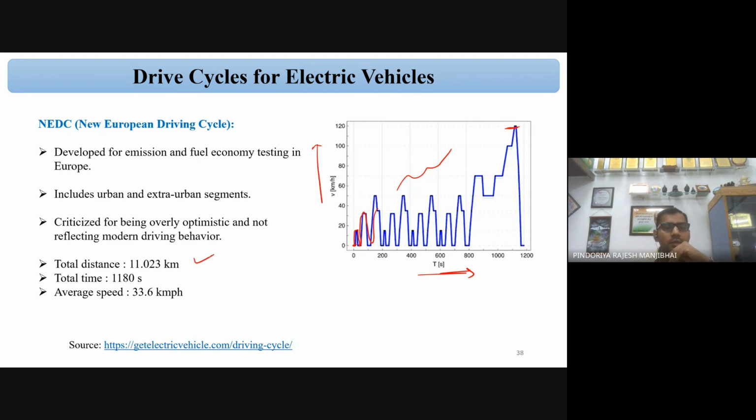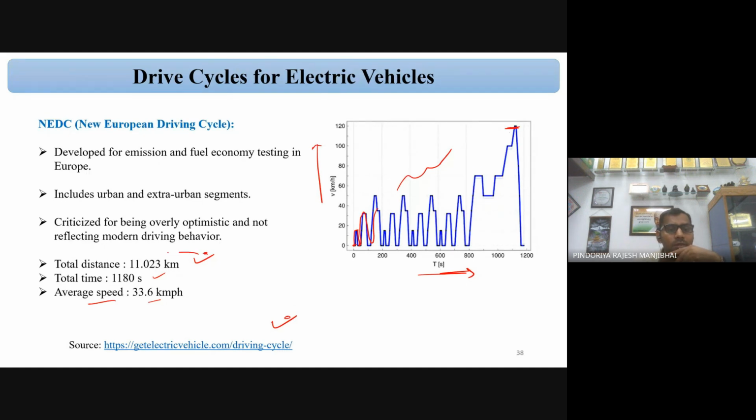So total distance is 11 kilometers. Total time is 1180 seconds. So we have to drive our vehicle for 1180 seconds. Average speed is 33.6 kilometers per hour, and peak speed is 120 kilometers per hour. Suppose you want to see more detail about this drive cycle, just click on this link, and you will get more information, correct?